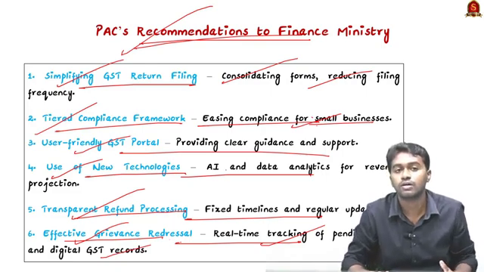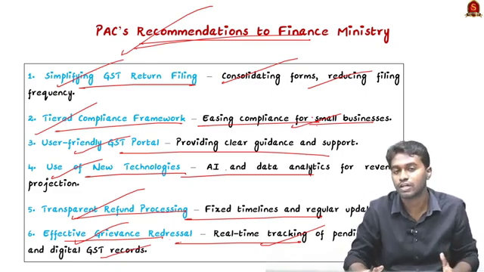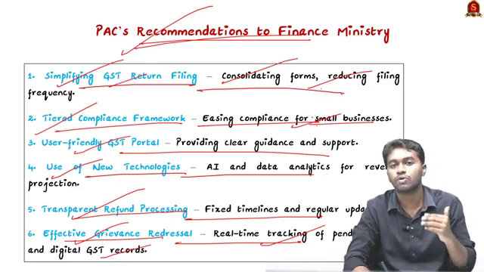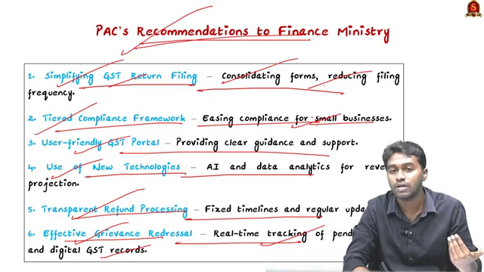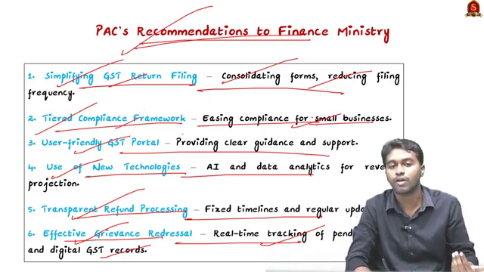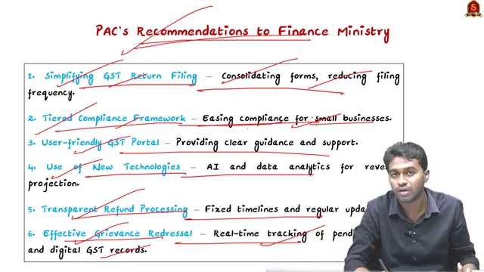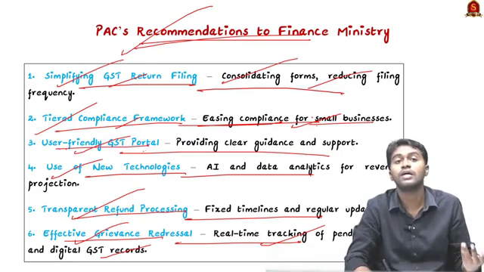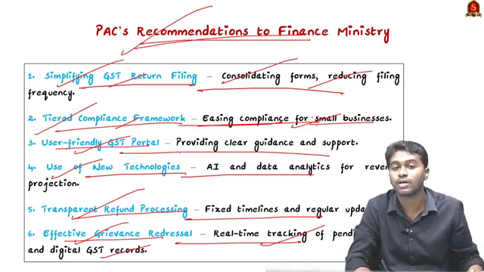So these are the major recommendations from PAC to the Finance Ministry. First is simplifying the GST return filing. For that we have to consolidate the forms, and this helps in reducing the filing frequency. And the next is a tiered complaints framework to develop the ease of doing business ambience for the small scale business people. And the next is developing a user-friendly GST portal for providing more clarity and support.